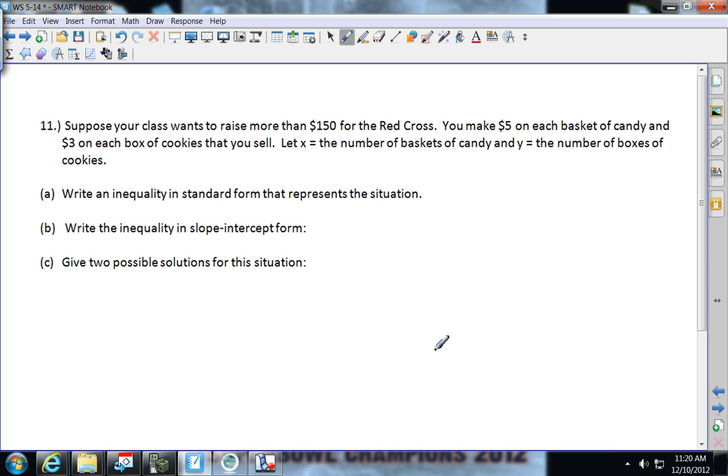Next, it says, suppose your class wants to earn more than $150. Circle more than, and then you should have the symbol. You make $5 on each basket of candy and $3 on each box of cookies. They want us to write an inequality in standard form to represent the situation. Okay, so X is the boxes of candy. So I have $5 times the candy plus $3 times the cookies more than 150.